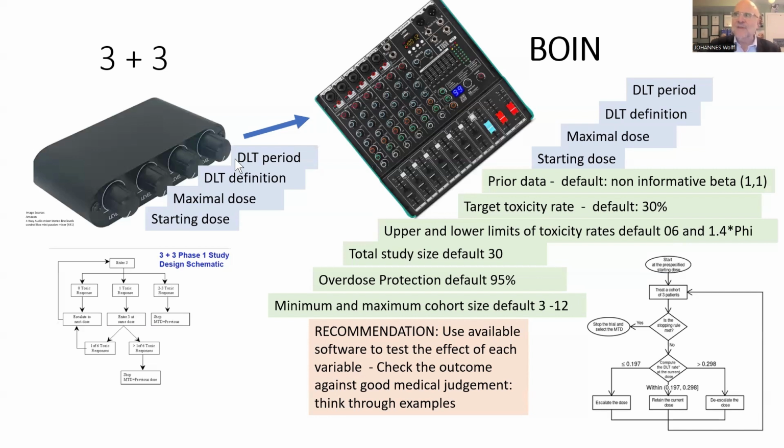3+3 design did allow that. The most important was the definition of the dose-limiting toxicities. If this is a very aggressive disease and you think aggressive treatment is appropriate, then you defined high grades of toxicity as DLTs, and the other way around. The DLT period is an important thing.